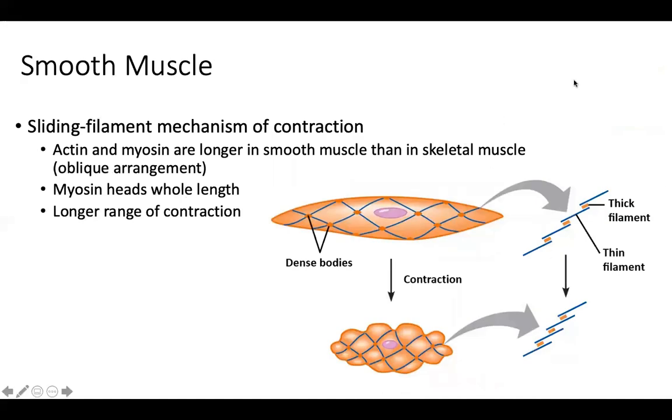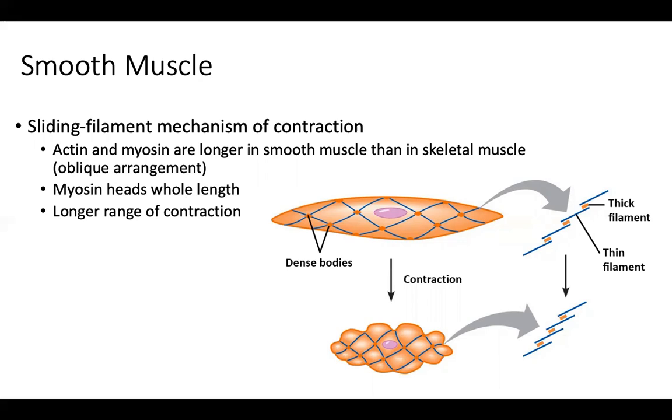Okay, so looking at the sliding filament mechanism of contraction, which we would have talked about in skeletal muscle, and then pointing out here some ways that it is the same and some ways that it's different. So actin and myosin are also present, but they are longer. They are longer in smooth muscle, and so they allow for longer contraction. So there's more opportunity for sliding to happen as these things slide past each other because they're physically longer.